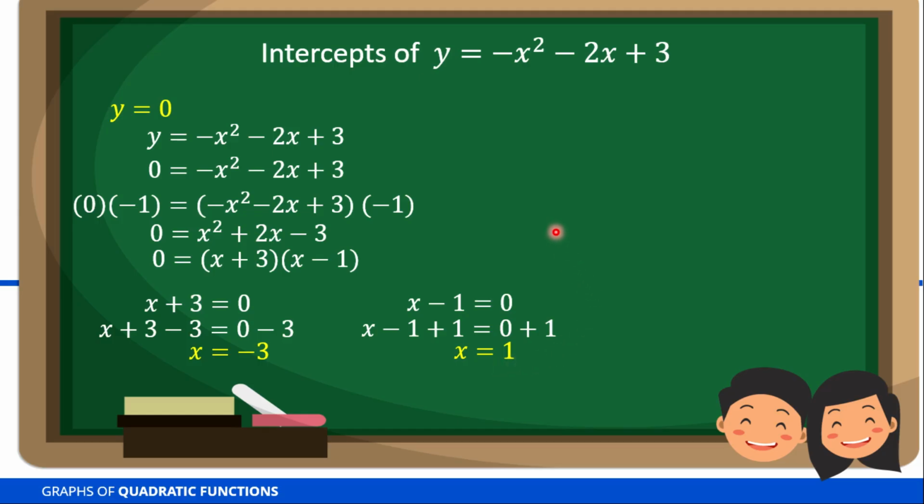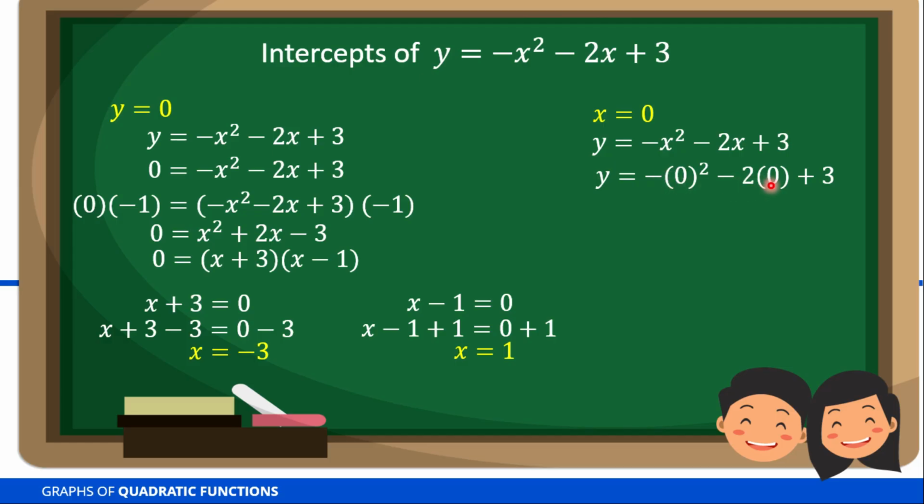Now, what about y-intercept? Baliktad naman. Yung x naman, yung isaset natin as 0. Ipalit natin sa ating function. Magiging y is equal to negative times the quantity, yung x palitan natin ng 0, magiging 0 squared, minus the product of 2 and 0 plus 3.